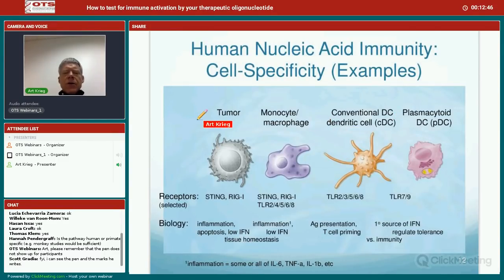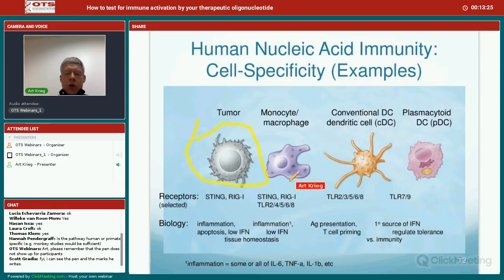Here is a tumor cell on the left-hand side here, and in tumor cells, you will have RIG-I and STING expression, but typically you don't have TLR expression in those cells. There are some publications in the literature saying that there is functional TLR expression in tumor cells, and in B-cell malignancies, that definitely is true with TLR9. Not so clear in other types. Now, the effects of STING and RIG-I in tumor cells, they can induce production of some of the inflammatory cytokines, and it can also induce apoptosis, generally low production of interferons.